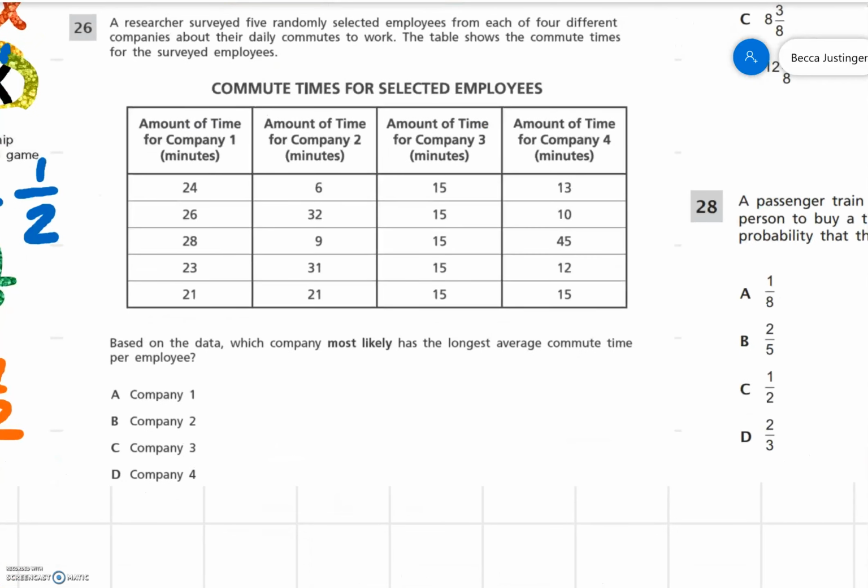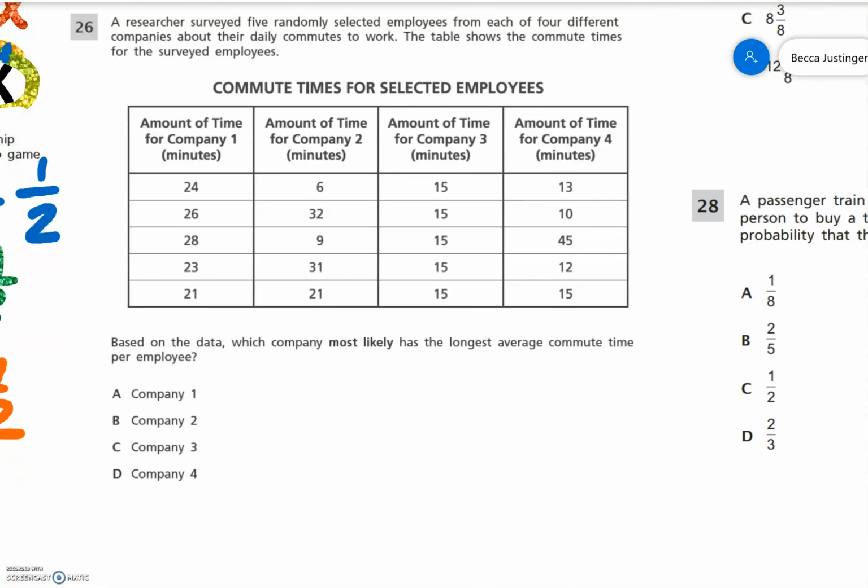Number 26. A researcher surveyed 5 randomly selected employees from each of 4 different companies about their daily commutes to work. The table shows the commute times for the surveyed employees. Based on the data, which company most likely has the longest average commute time per employee? So we have to find the average for each company.